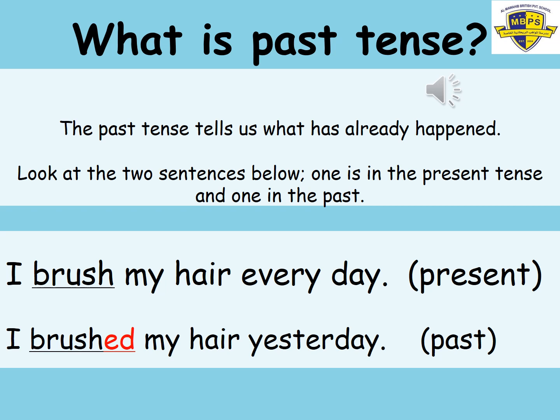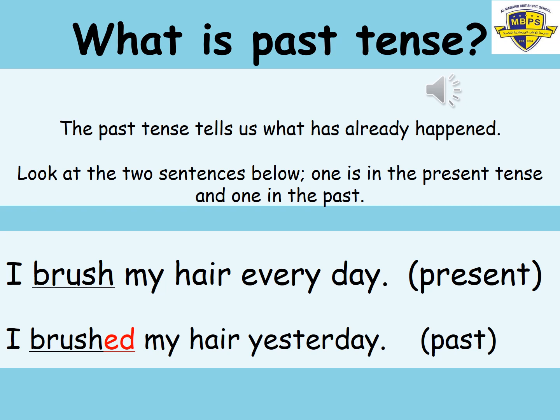Let's see the next one. I brushed my hair yesterday. Look at the verb now. Do you see anything at the end of the verb? Yes. There are two letters together, E and D. When we add E and D to the verb, this means we change the verb from the present to the past. I brushed my hair yesterday. Am I still brushing my hair now? No, I brushed my hair yesterday and finished.